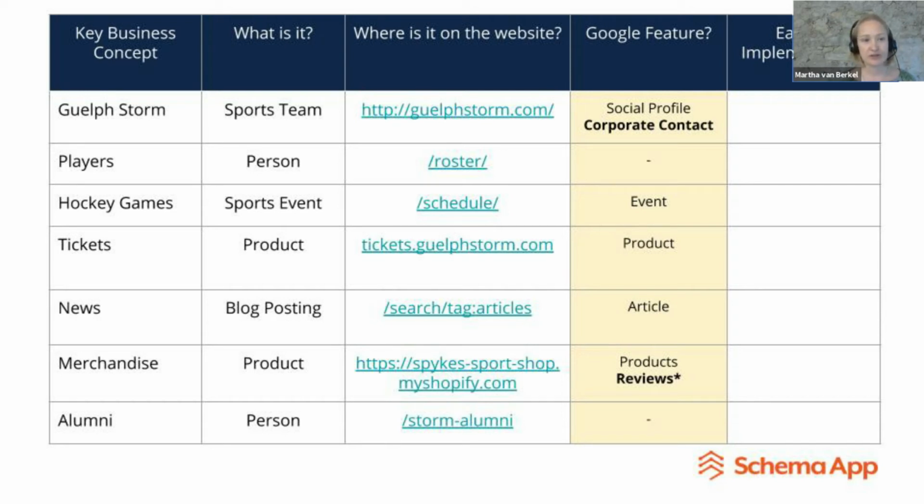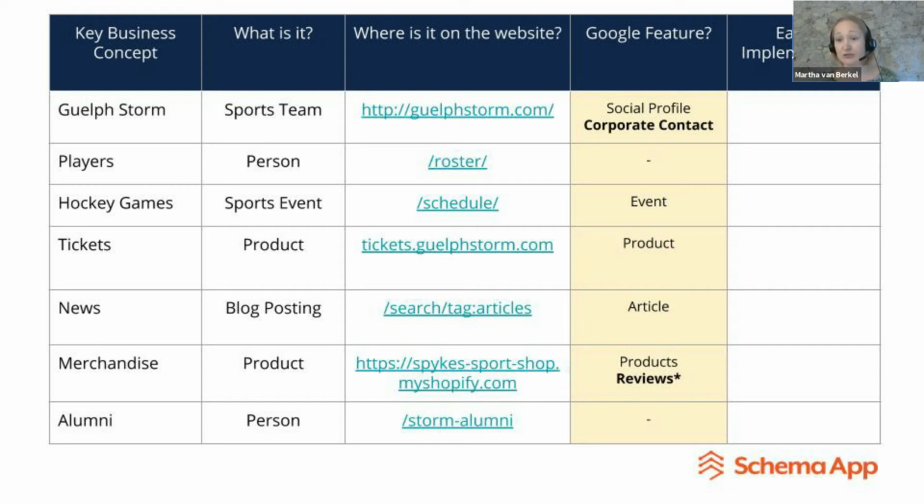So here we're going to look at the Guelph Storm and their sports team. So this is a sports team, so it's under organization. So the social profiles and corporate contact actually fall under organization. Now, what's interesting on the Guelph Storm page is that there's actually no contact information on it. Their profiles are in the footer, but nothing else. In fact, there's not even a description on the page about who the Guelph Storm is. It's just lots of pretty pictures. And so that's an opportunity.